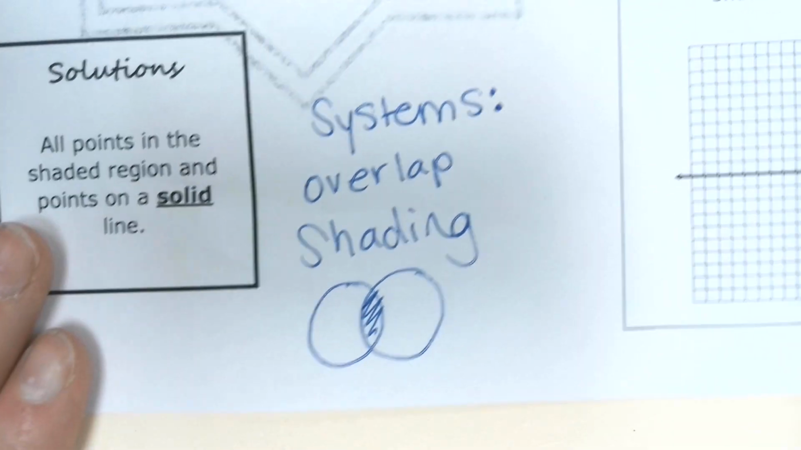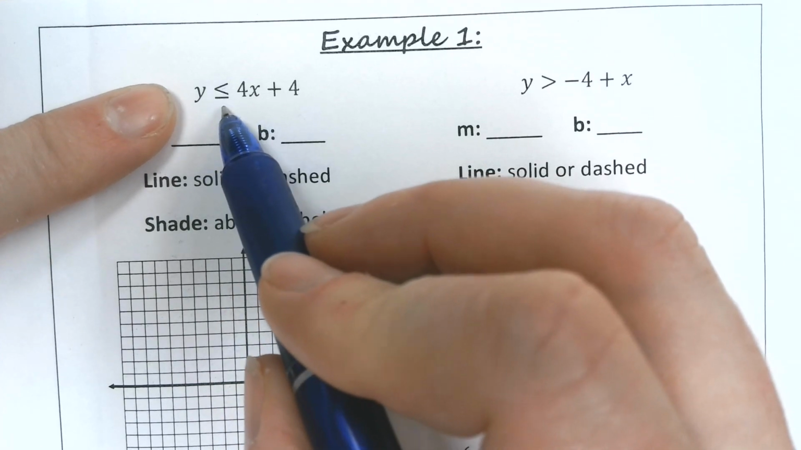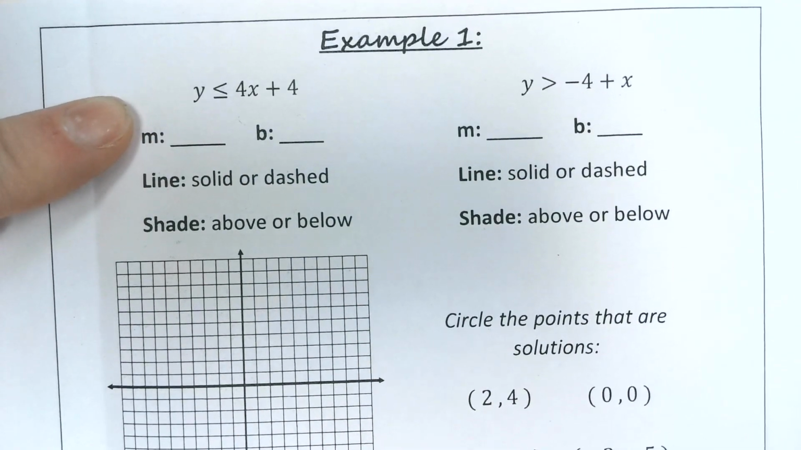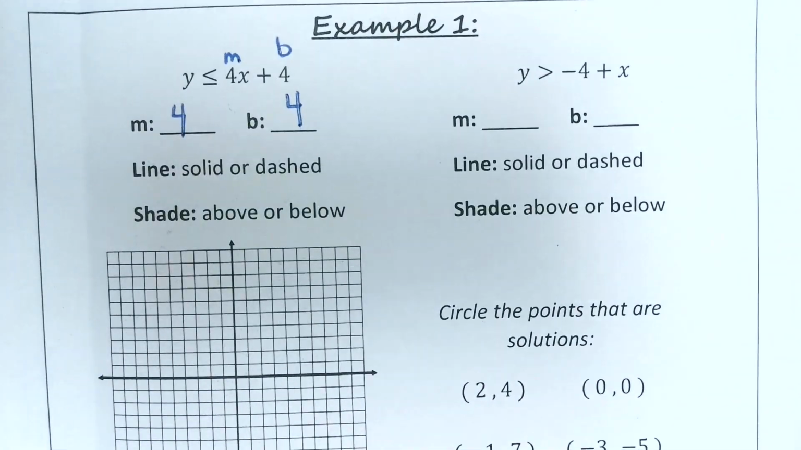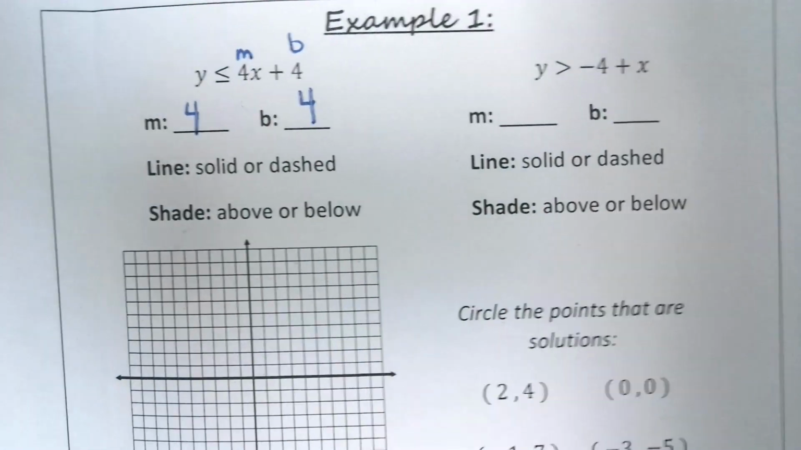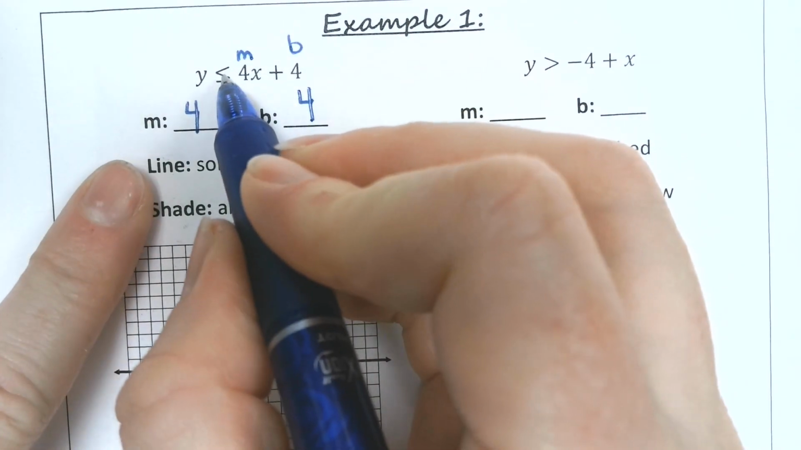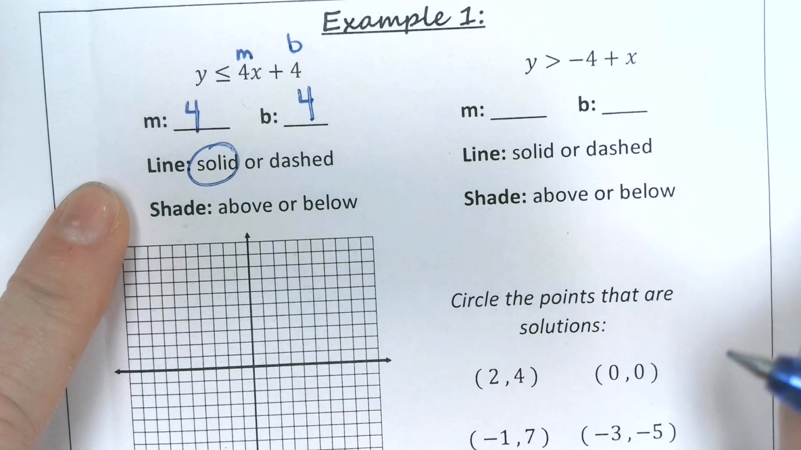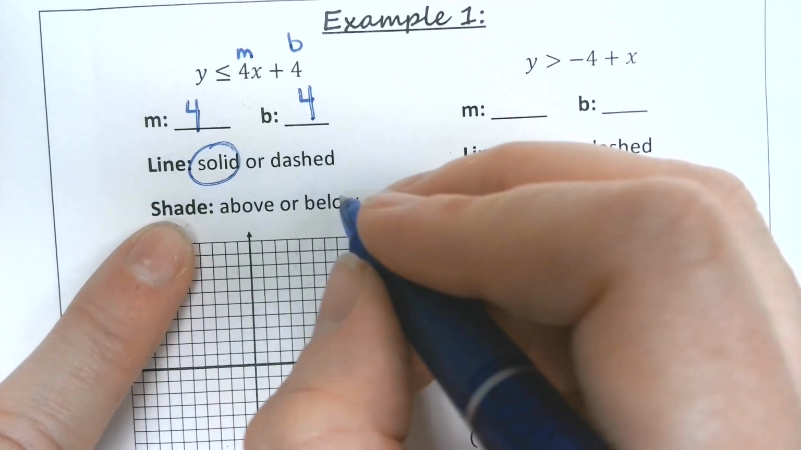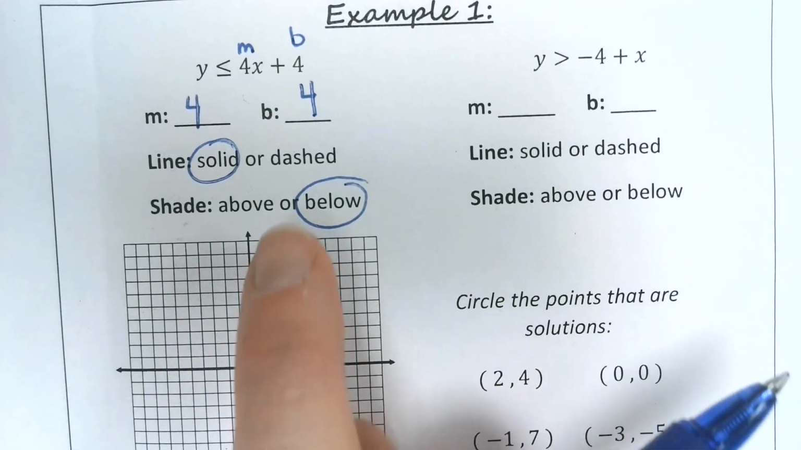So we're going to do some examples together. So let's start with example 1. Y is less than or equal to 4x plus 4. So our m is 4. That is our m. And b is 4 also. Or equal to. This symbol, less than or equal to, means it's going to be solid. Less than means we're going to shade below. So we're going to start with this one.